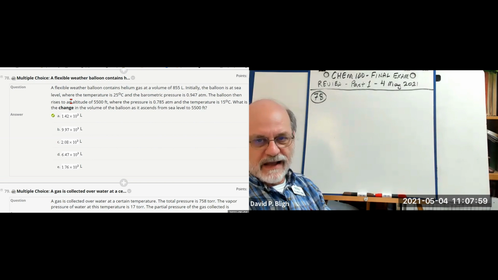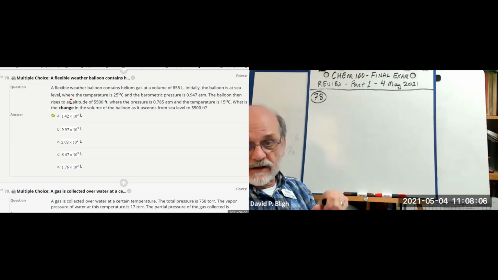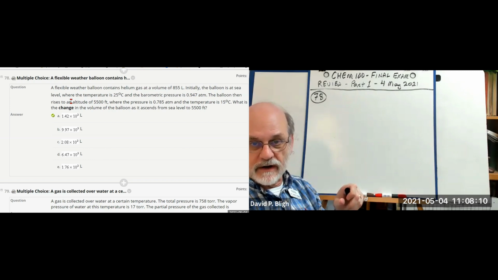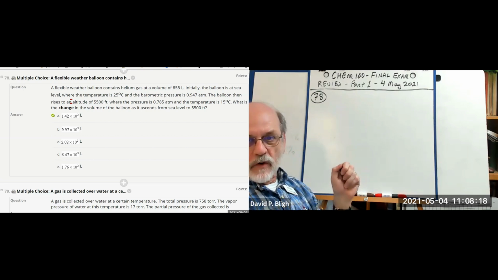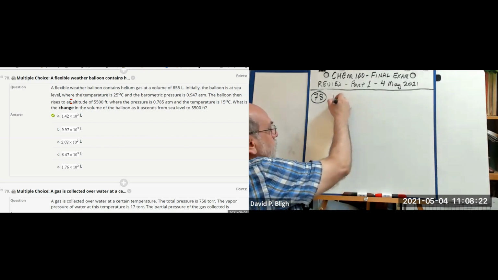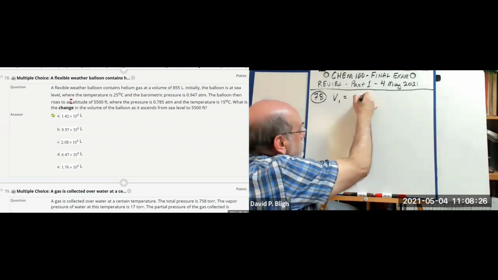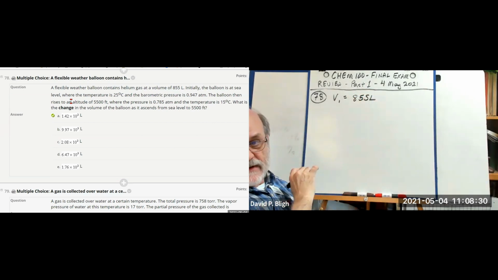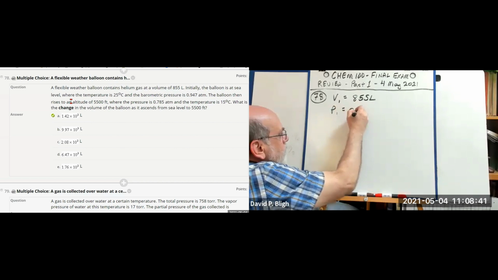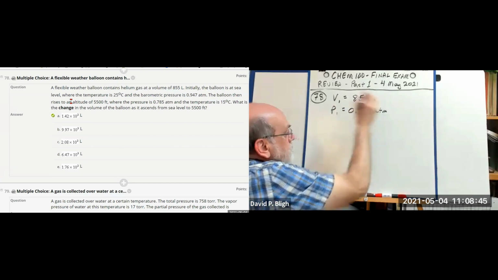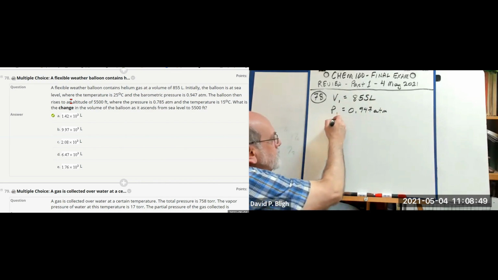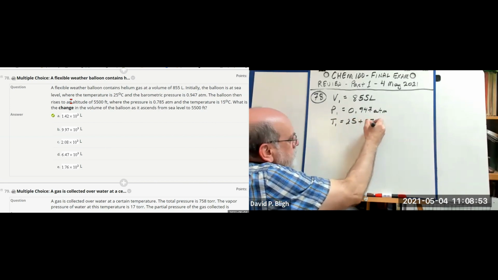A flexible weather balloon contains helium at a volume of 855 liters. Initially, the balloon is at sea level, where the temperature is 25 degrees centigrade and pressure 0.947. This looks like a before and after. So the volume of the balloon before, the initial volume, equals 855 liters. And let's see, what else do we know? The balloon is at sea level, and the barometric pressure is 0.947. So the pressure at sea level is 0.947 atmospheres. And the temperature is 25 degrees, so the temperature is equal to 25 plus 273.